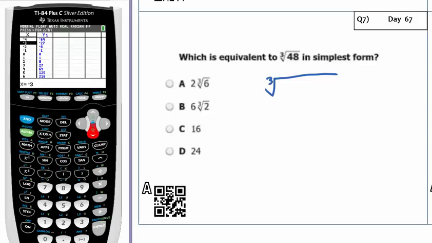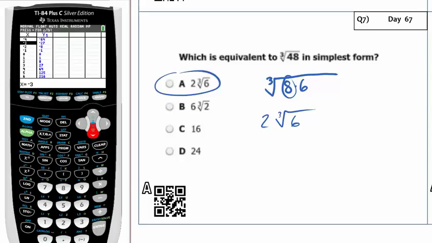When I look at this list, I know that 1 goes into 48, 8 goes into 48, 27 doesn't, so 8 is my perfect cube. So 8 times 6 equals 48. 8 is a perfect cube because it's 2 raised to the third power. So the cube root of 8 is 2, times the cube root of 6. So it's 2 times the cube root of 6.